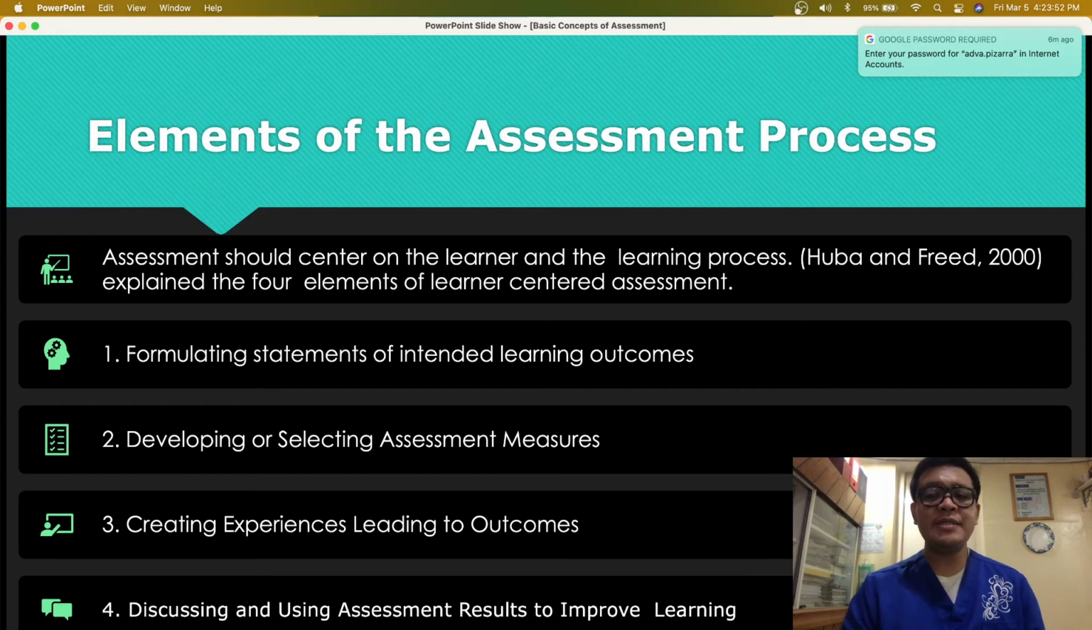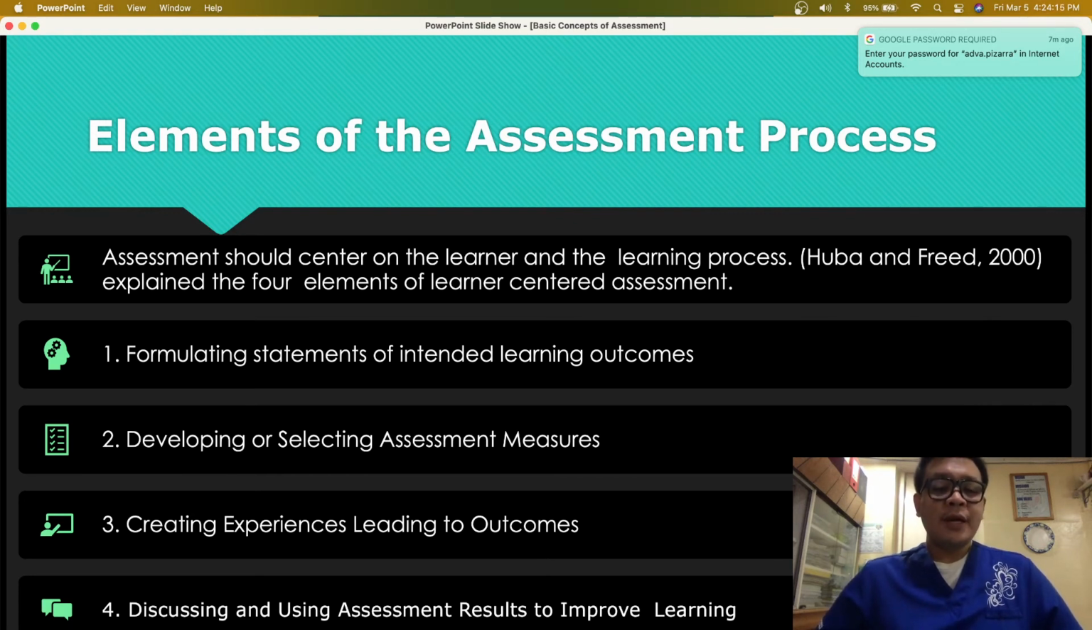So, elements of the assessment process. First, assessment should center on the learner and the learning process. That's from Huba and Fried of 2000, who explain the four elements of learner-centered assessment. First is formulating statements of intended learning outcomes. Second is developing or selecting assessment measures. Third, creating experiences leading to outcomes. And last, discussing and using assessment results to improve learning.